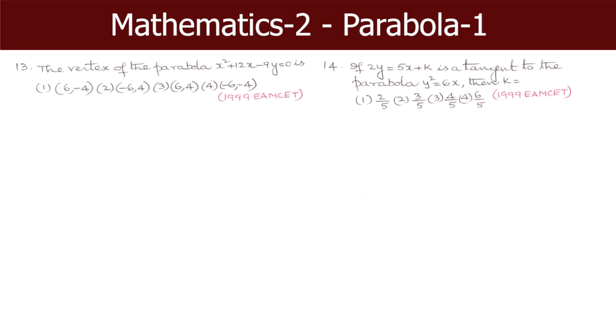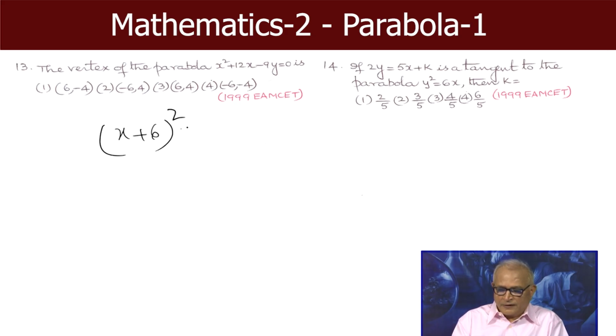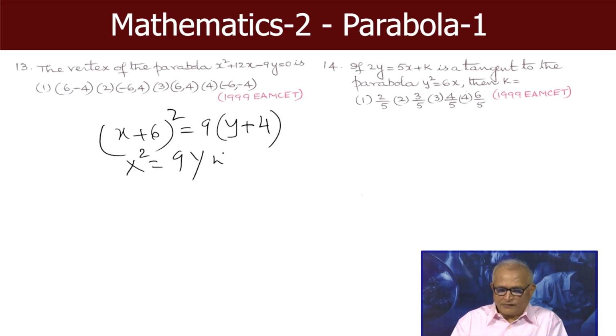13. The vertex of the parabola x square plus 12x minus 9y equal to 0 is. Well, the equation is x plus 6 whole square is equal to 9 times y plus 4. And when you shift the origin to minus 6 minus 4, this is x square equal to 9y. Minus 6 minus 4.